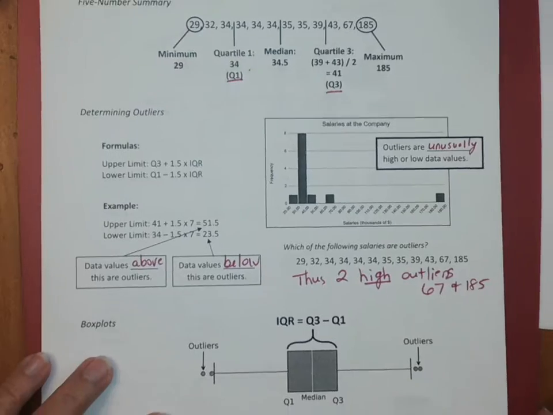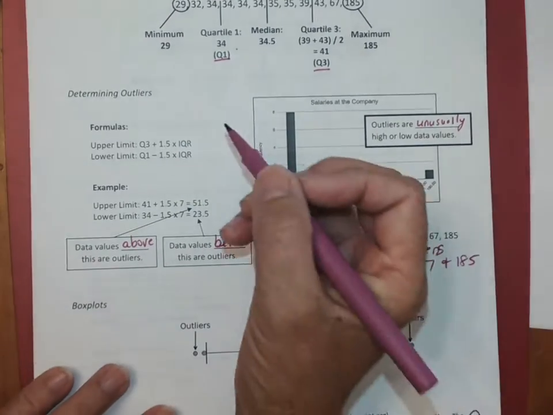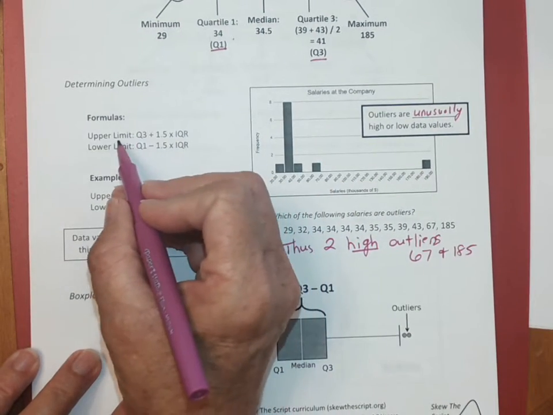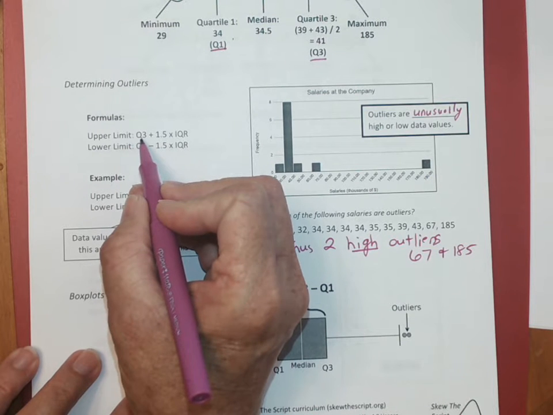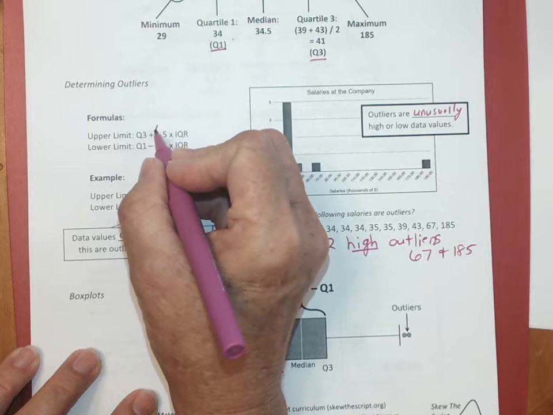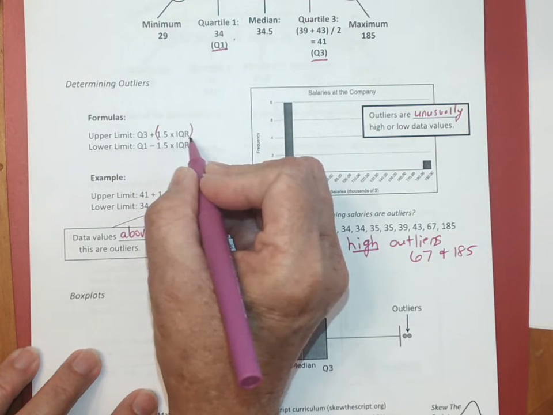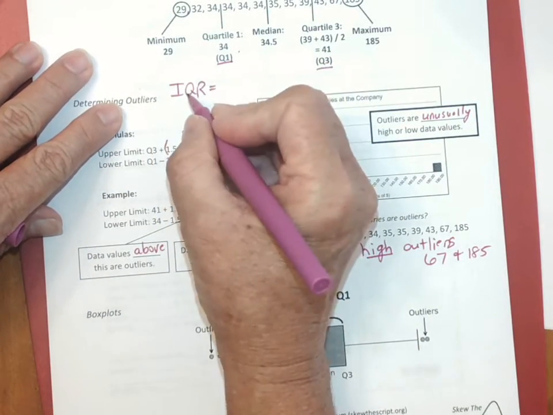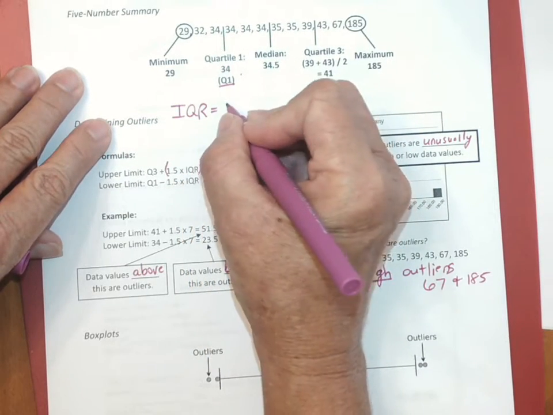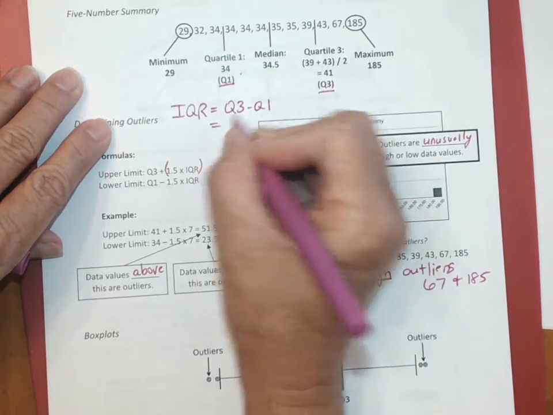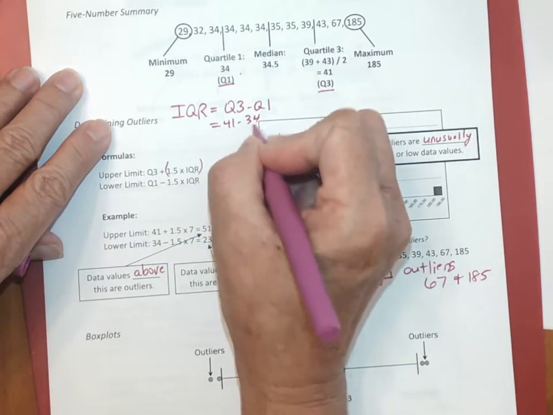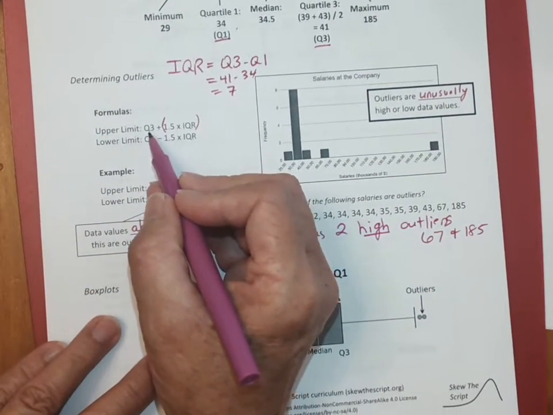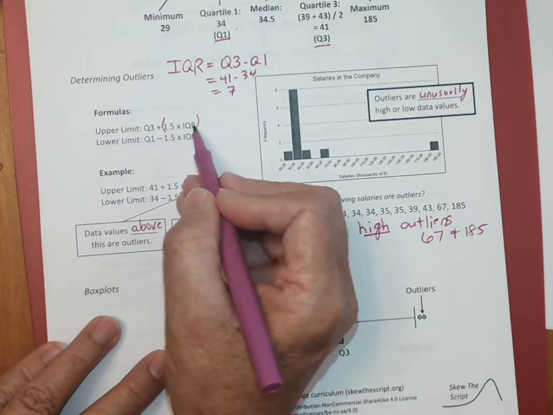And we need to have done those before we can calculate mathematically our outliers. Outliers are unusually high or low data values, and we actually have a formula for that. To find the upper limit for outliers, you take your Q3 value plus, I'm going to put parentheses here, 1.5 times the IQR value. I don't have that on here, but let's write down how we find IQR, which stands for interquartile range. You find it by Q3 minus Q1. So in this case, 41 minus 34 is 7. So the upper limit for our outliers is Q3, which was 41, plus 1.5 times the IQR of 7.